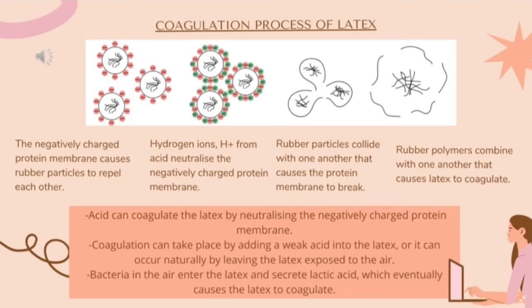Coagulation can take place by adding a weak acid into the latex, or it can occur naturally by leaving the latex exposed to the air. Bacteria in the air enter the latex and secrete lactic acid, which eventually causes the latex to coagulate.